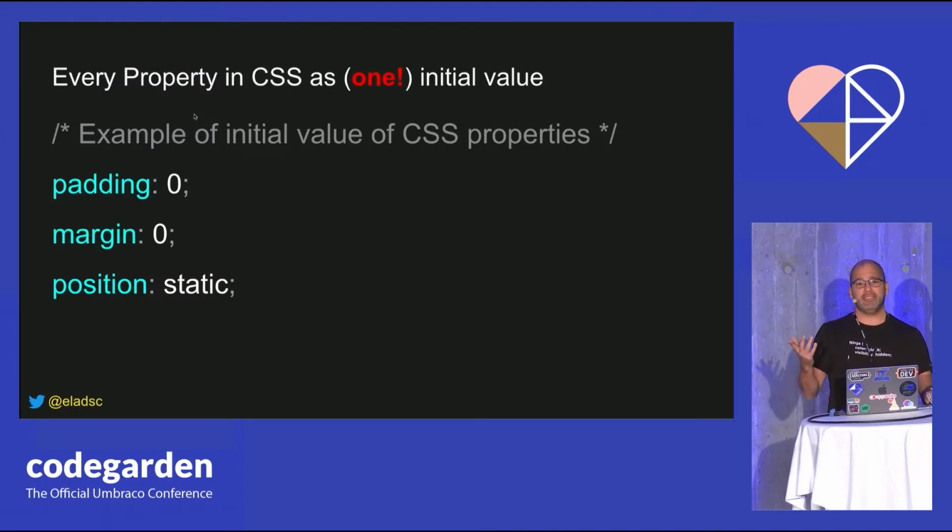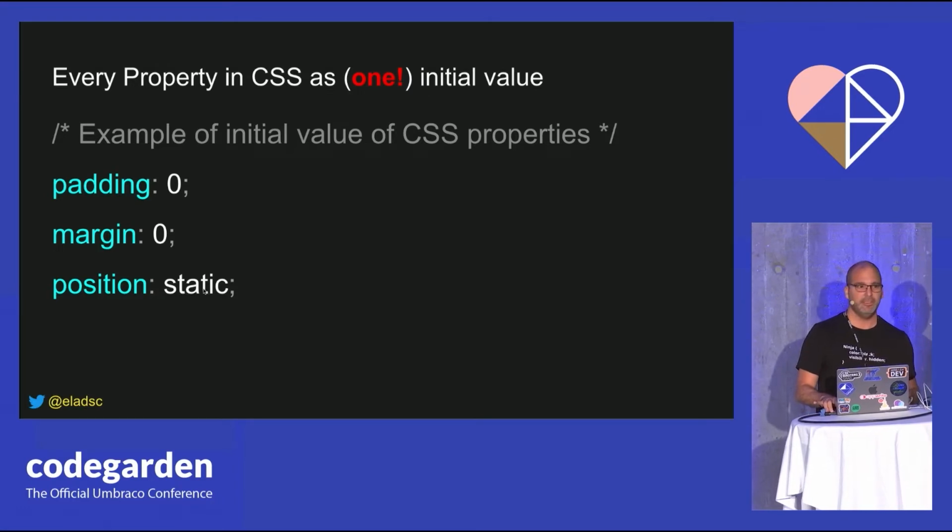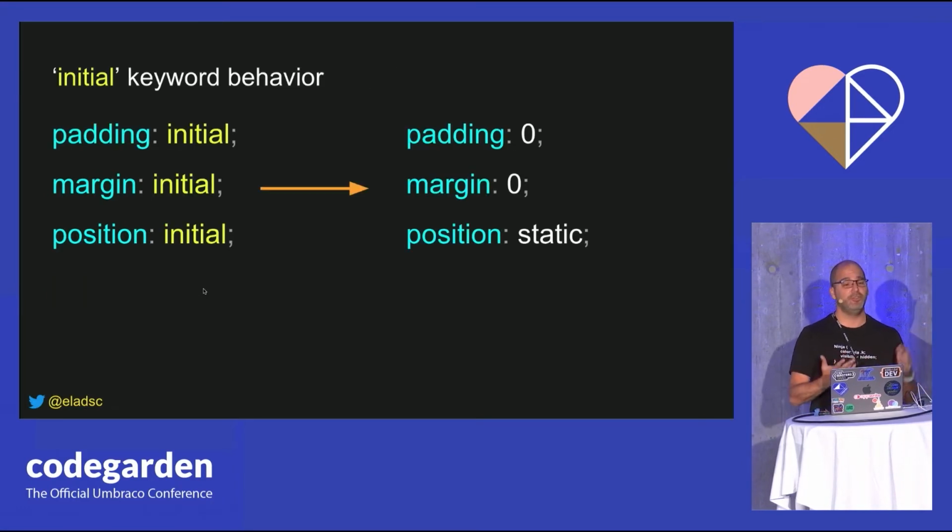Every property in CSS has only one initial value. For the padding property, the initial value is 0. For the margin property, it's 0 as well. For the position property, the initial value is static. This also means that if you use the initial value on the padding property, it will be equal to 0. The initial value on the margin property will be equal to 0 as well. And the initial value on the position property will be equal to static. But this, you already know.